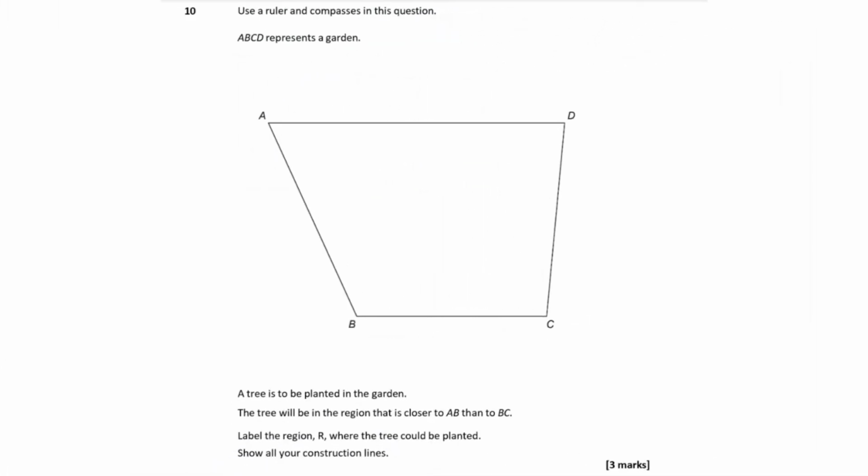Question 10. Use a ruler and compasses in this question. ABCD represents a garden. A tree is to be planted in the garden. The tree will be in the region that is closer to AB than to BC. Label the region R where the tree could be planted. Show all your construction lines.